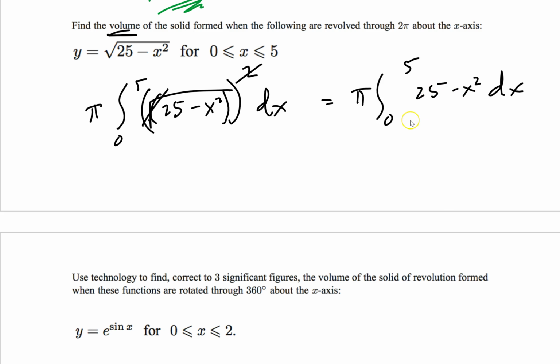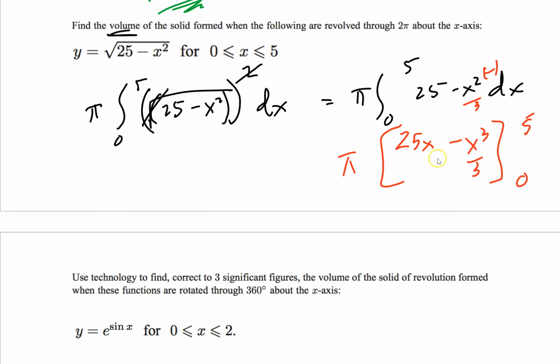Remember, that's the power rule. So add an x there because it's a constant. Here, add 1 divided by any power. So minus x cubed over 3. Again, the pi's on the outside, and we're doing limits from 0 to 5. And again, that's just like arithmetic. Plug in 5, plug in 0, subtract, get your answer. I care more about the idea though, right? That's the idea of how to do it.